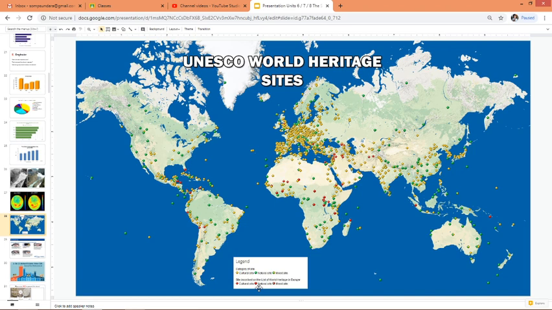All right, so you have your E. Now your emphasis. What do you want to emphasize here? When you look at this map, the biggest thing that stands out to me are all the dots in Europe. Right? So Europe has many more UNESCO World Heritage Sites than anywhere else in the world. So this is what you want to emphasize.